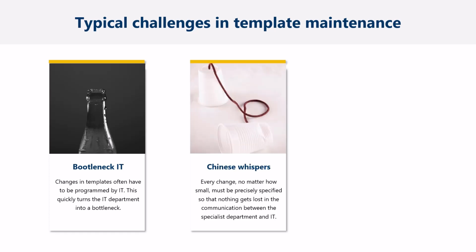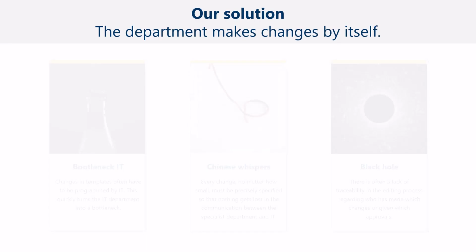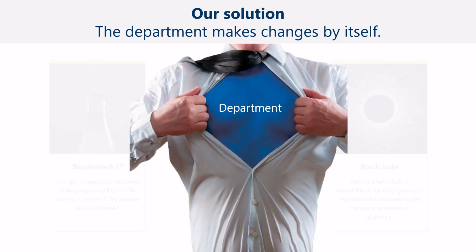Every change, no matter how small, must be precisely specified so that nothing gets lost in the communication between specialist department and IT. Furthermore, there is often a lack of traceability in the editing process regarding who has made which changes or given which approvals. Our solution? The department makes changes by itself.